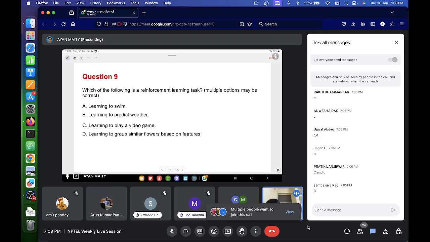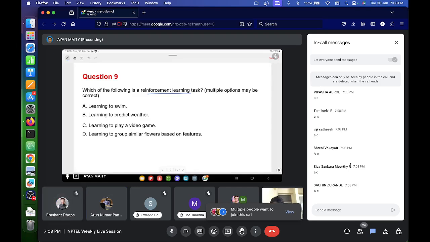Question 9. Which of the following is a reinforcement learning task? Multiple options may be correct. Learning to swim, learning to predict weather, learning to play a video game, learning to group similar flowers based on features. A is confirmed and D is incorrect. B and C. A and C are the answers.